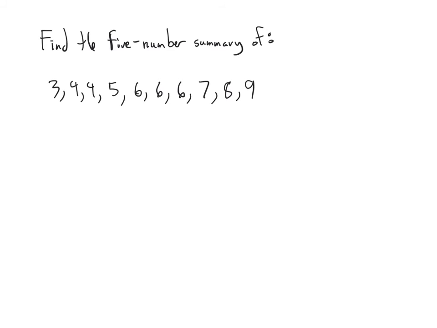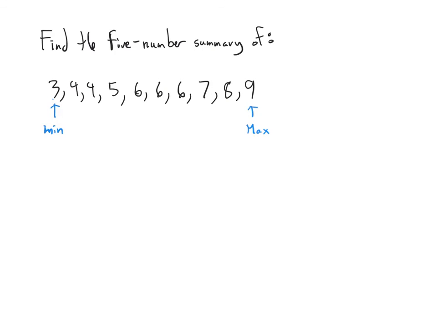Okay, let's find the 5-number summary of this data set. Again, I put it in order. You should always order your data set from least to greatest when dealing with anything in terms of order data like medians, or if you need to figure out percentiles. So our min is obviously 3, and our max is obviously 9. So we need to calculate the median.